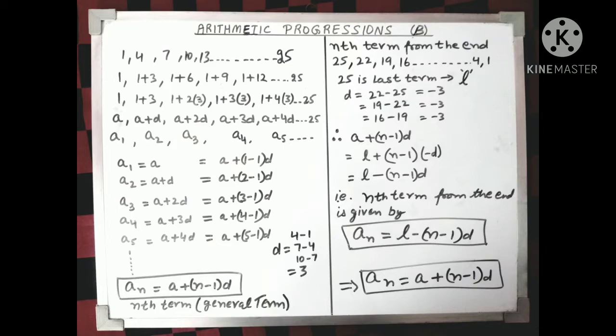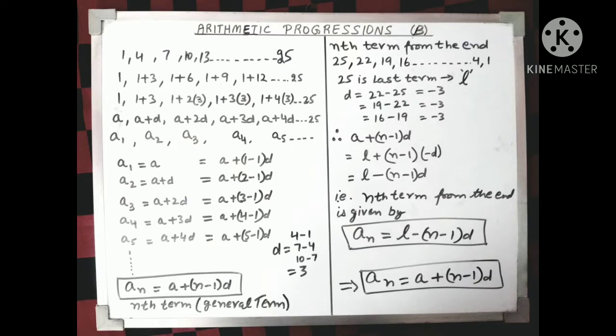I can write the sequential terms as a + d, a + 2d, a + 3d, a + 4d and so on. So the first term will be written as a1, that is a. Second term will be written as a2, which is equal to a + d. The third term will be written as a + 2d, which will be written as a3. The fourth term is a4, a + 3d. The fifth term is a5, a + 4d.